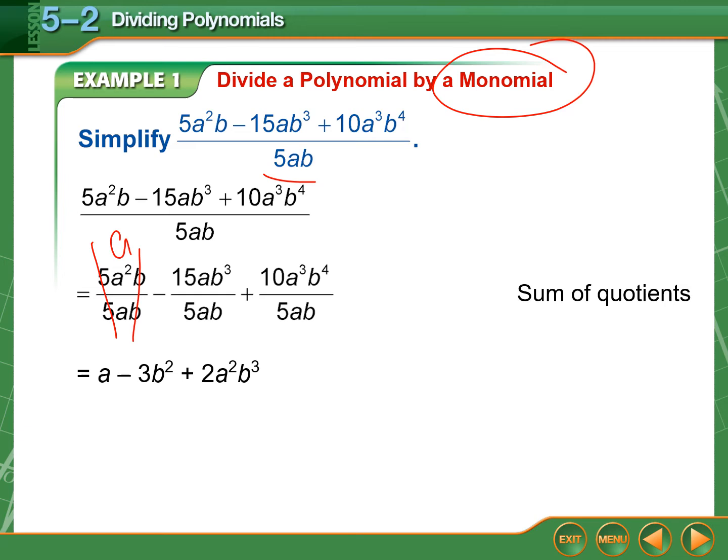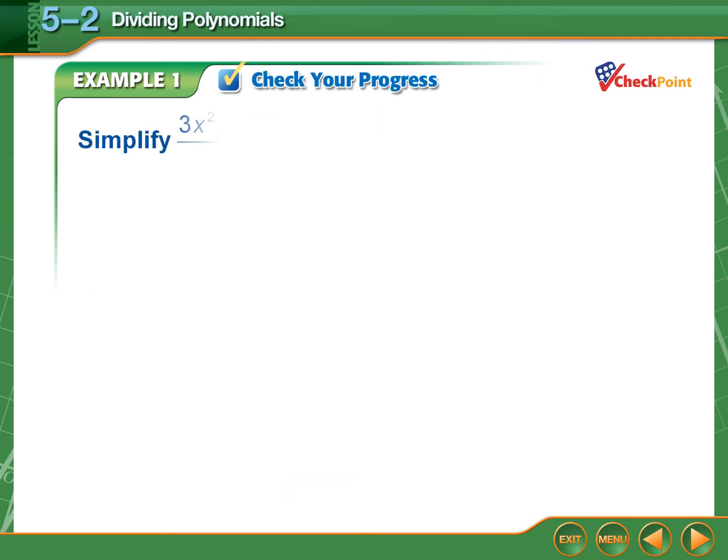So how did they get 3b squared? Because 15 divided by 5 is 3. The a's cancel. 3 minus 1 gives you your 2. And so on. It's just properties of exponents, which you just learned. So that is our answer, and that's how simple you would do that.